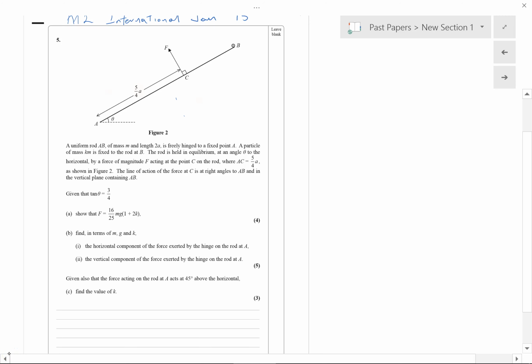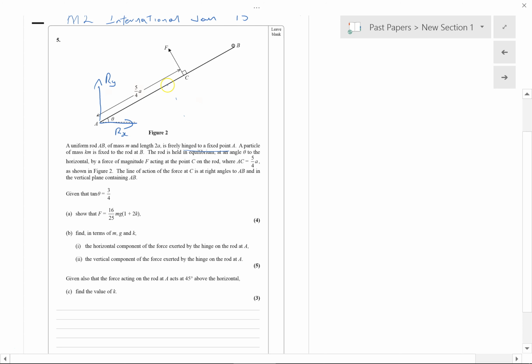This is the second part of the International M2 paper from Edexcel, Jan 15. It looks at a relatively standard statics question. We've got something hinged at A. We'll call the reaction Ry and Rx, split into two components.